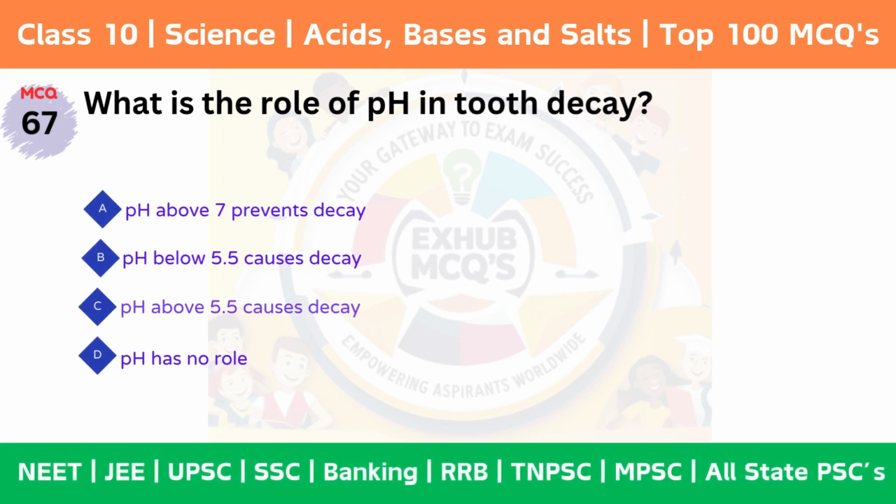MCQ 67. What is the role of pH in tooth decay? Option A, pH above 7 prevents decay. Option B, pH below 5.5 causes decay. Option C, pH above 5.5 causes decay. Option D, pH has no role.